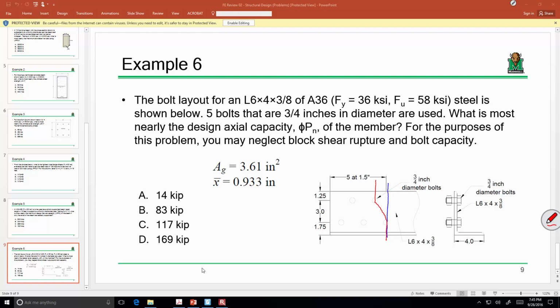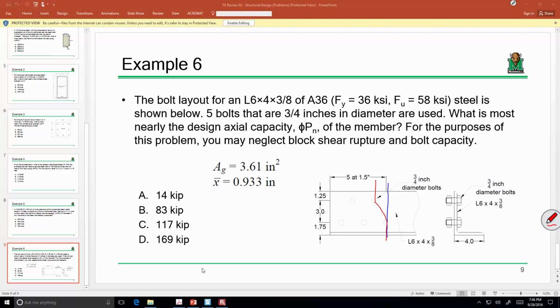All right, we have 5 bolts that are 3/4 inches in diameter. What is most nearly the design axial capacity? There are really 3 tension member limit states we need to check when we do this type of problem. One of them is looking at the yielding capacity of the member. One of them is looking at the fracture capacity.